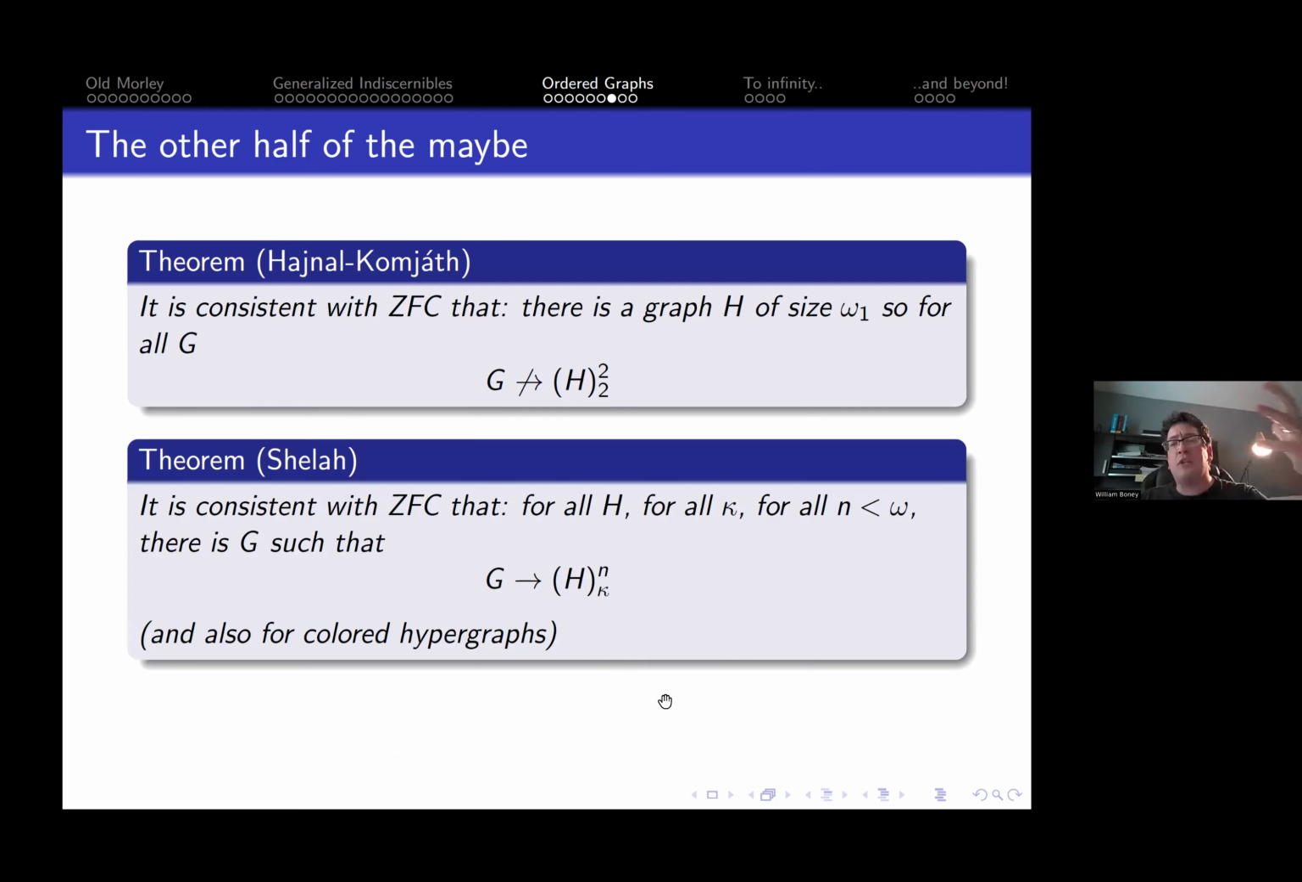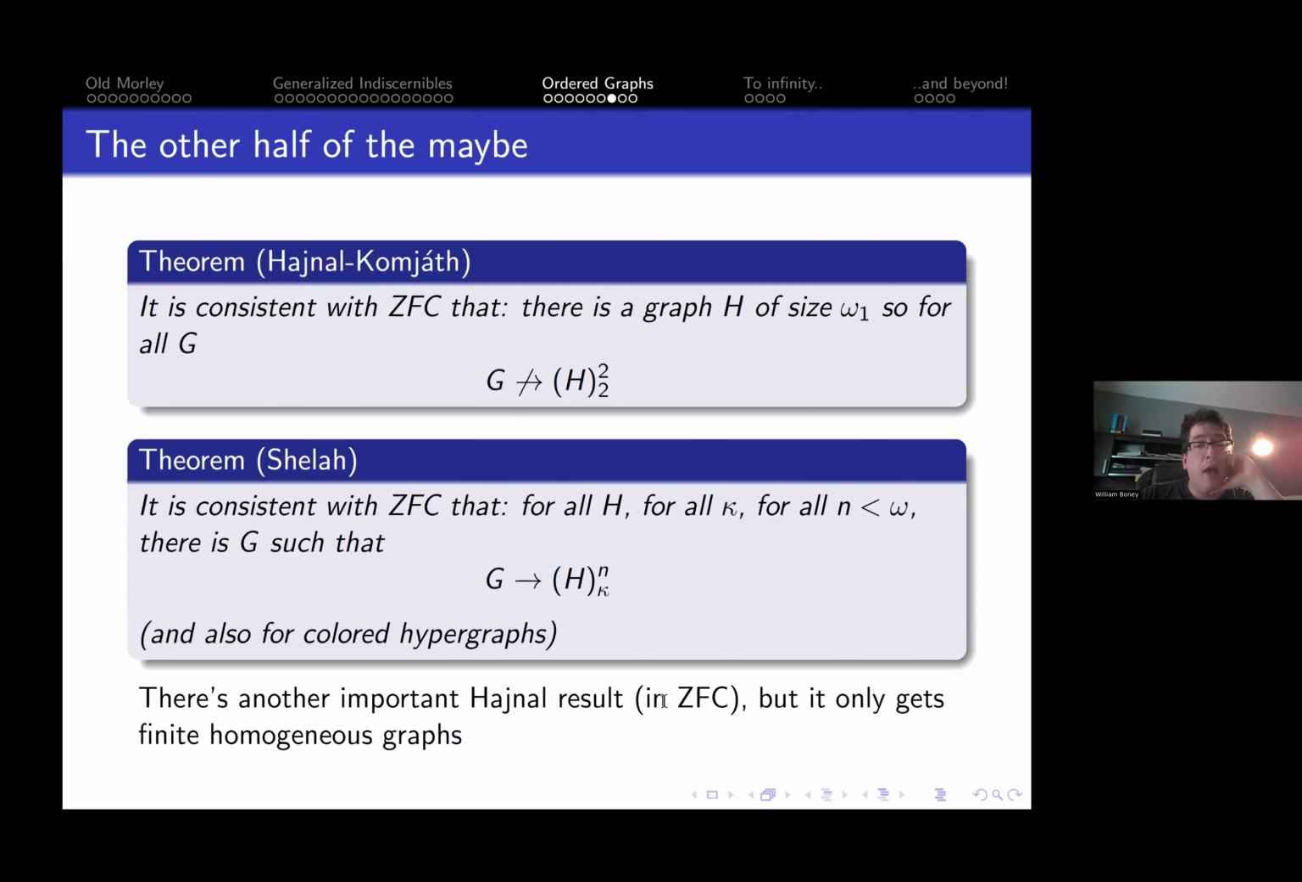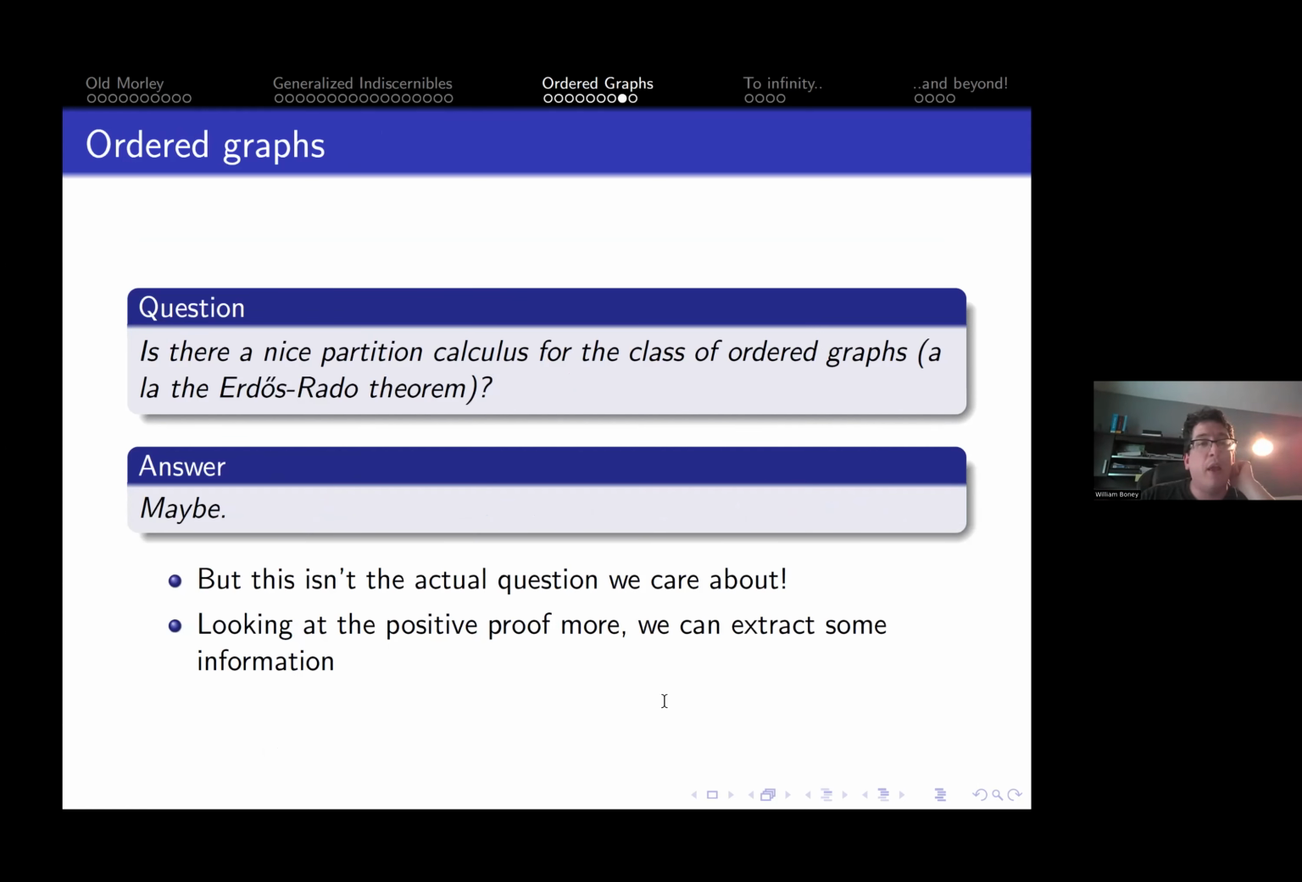And he also did this not just for graphs, but for colored hypergraphs, let's call them. Hajnal has some other interesting results. But okay, so we got to this maybe. Maybe there's a partition calculus, maybe there isn't. But maybe this feels like a bait and switch.